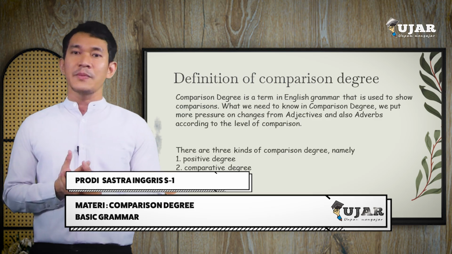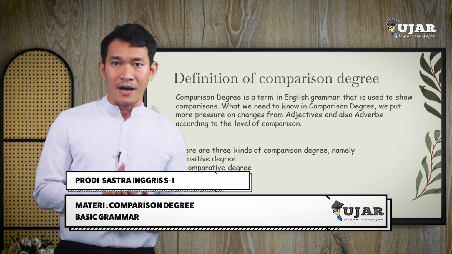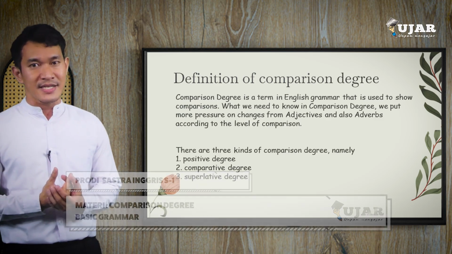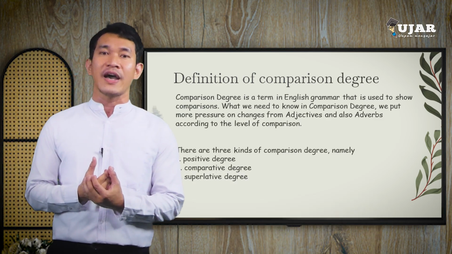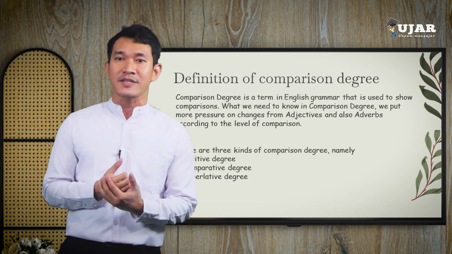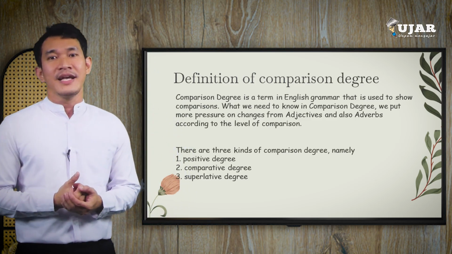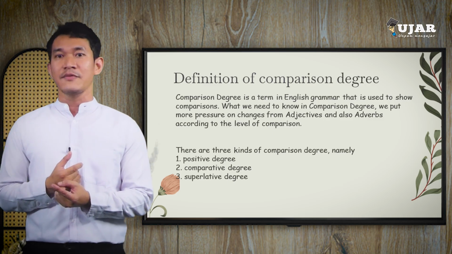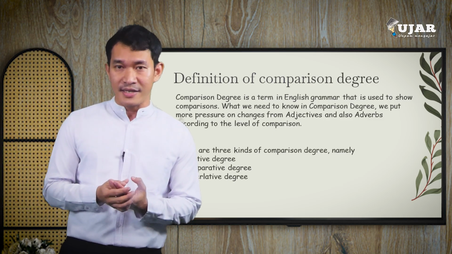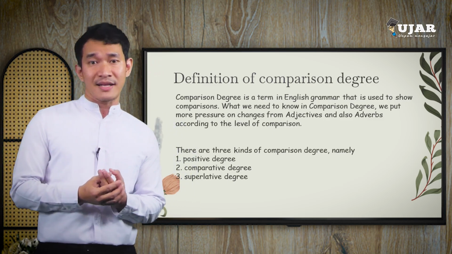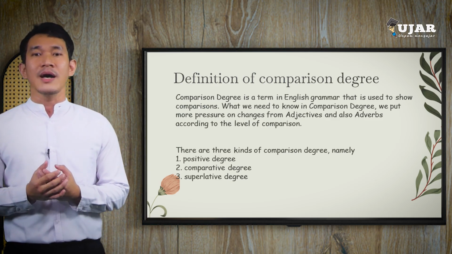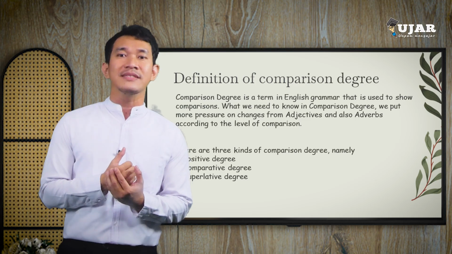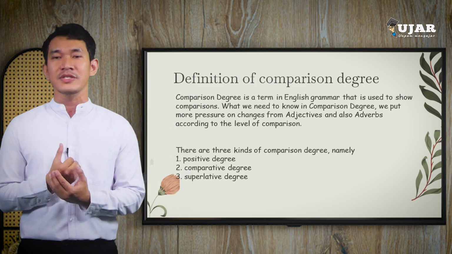We often use comparisons between people, objects, and animals in communicating. In making comparisons, it usually consists of at least two objects as comparison materials. There are three kinds of comparison degree, namely, first, positive degree, second, comparative degree, and third, superlative degree. By knowing the kinds of comparison degree, we can analyze, understand, and distinguish how to use them.